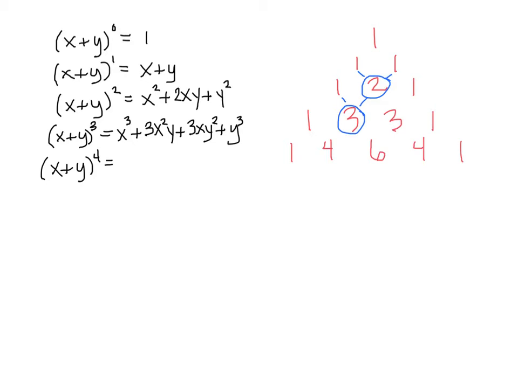And if we were to go through the tedious process of multiplying x plus y to the 4th power, we would get 1x to the 4th plus 4x to the 3rd y plus 6x squared y squared plus 4xy cubed plus 1y to the 4th. So the triangle is constructed from the coefficients, or you can construct the expansion from the triangle.